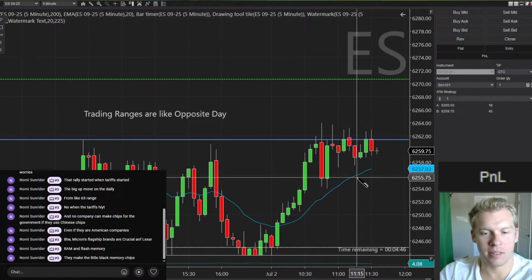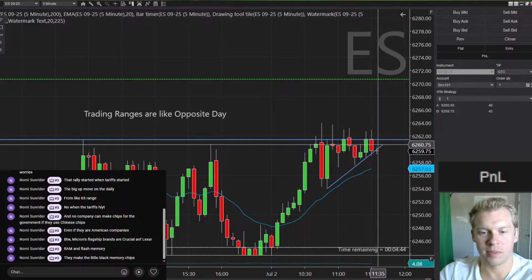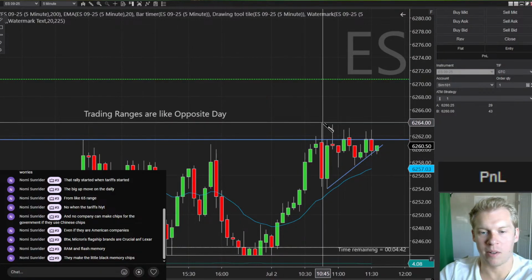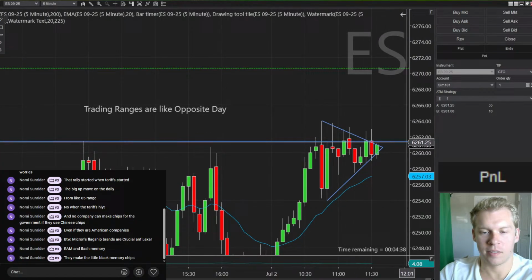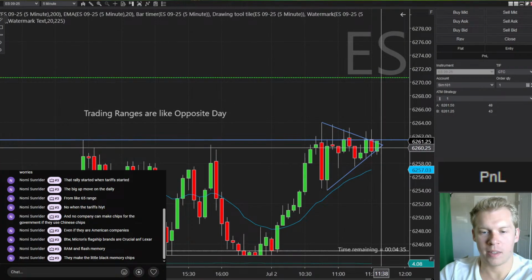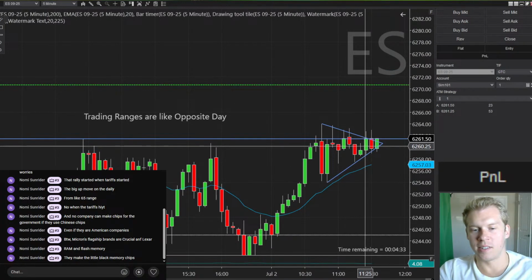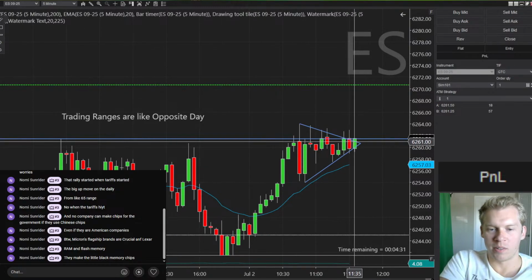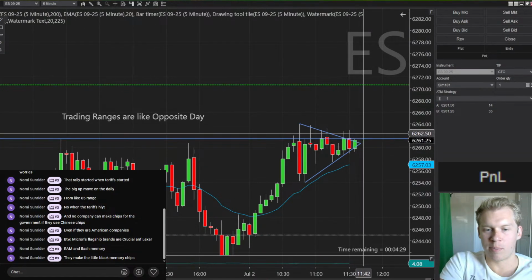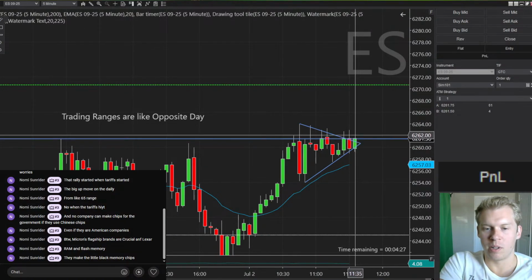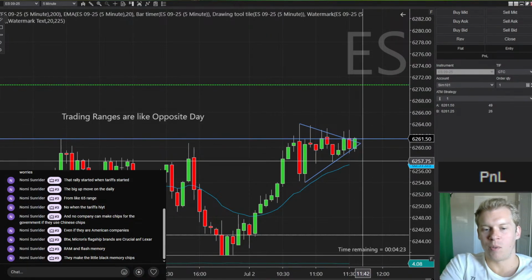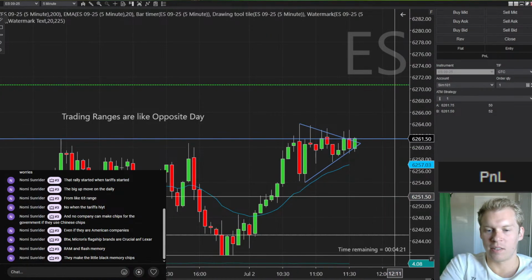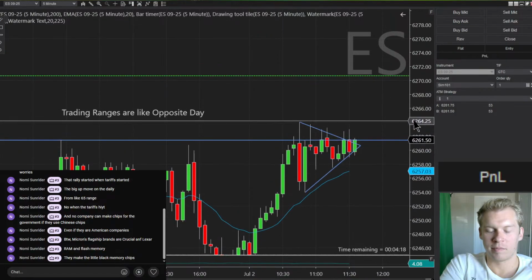The market's getting squeezed here. I keep bringing up this triangle pattern, and this isn't going to last for too much longer. There's going to be a spike in volatility here in a little bit, and we're going to exit this. We're probably going to break out one direction, retest it, and then continue on.